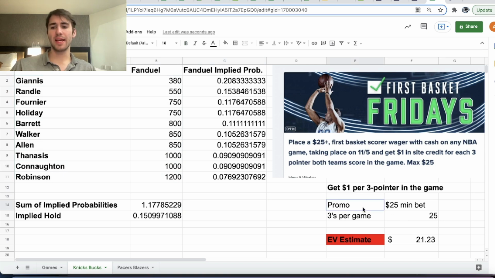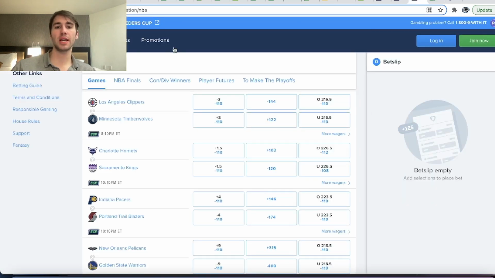So what we can see is that we're expecting to get $25 from FanDuel for First Basket Friday. And so we're essentially getting our bet back, right? We only have to bet $25 on the first basket score. So if we bet $25 on any of these guys, we are expecting to lose 15.1% on our $25 bet, but we are getting $25 in bonus credit from FanDuel for the amount of three-pointers in the game, right? So the expected value of just placing a bet on a first basket score in this game is roughly $21.